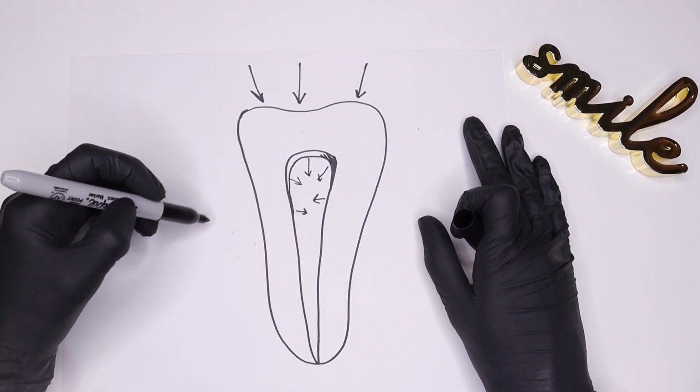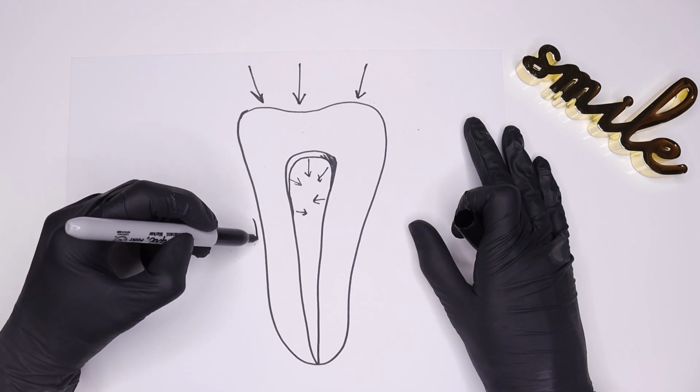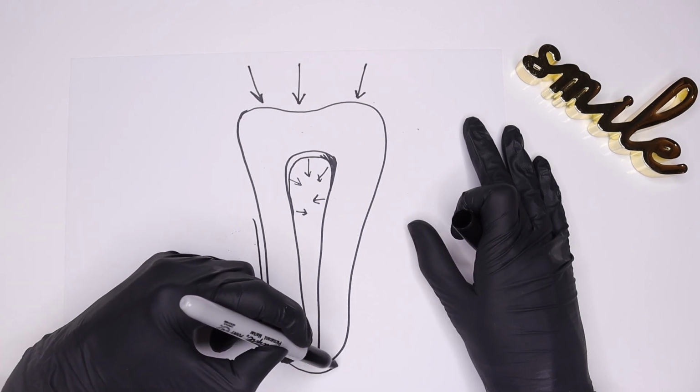So around every tooth is a series of ligaments. I'm going to exaggerate this for you.